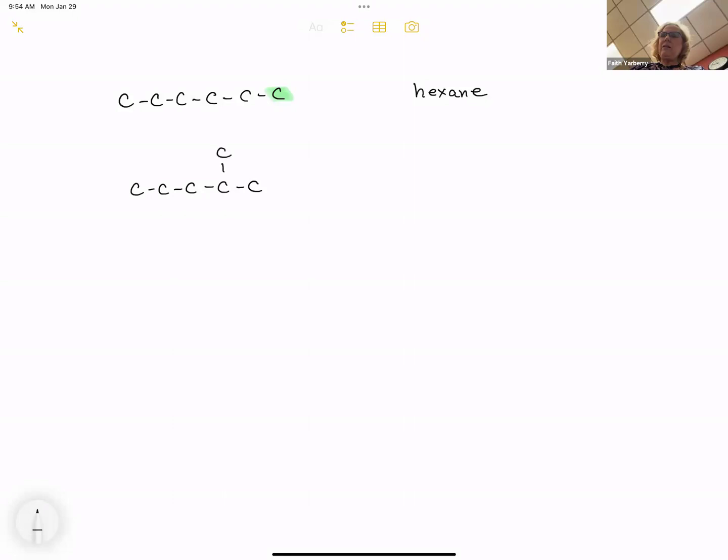So it could go here. If it goes there, now we have 1, 2, 3, 4, 5. So this is going to be 2-methylpentane. Does it matter which carbon we put it on? No, I mean, I'm fixing to move it some more. So I just started with one of them.